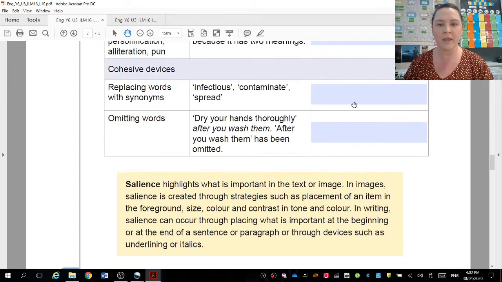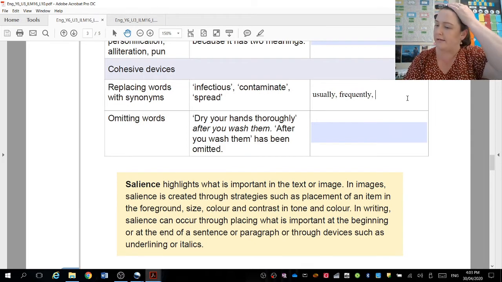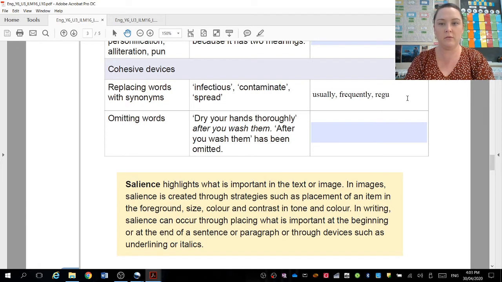So here you would write usually. What did I have to say? Frequently. Oh, sorry. Regularly. And always. So they use a combination of these. It won't let me type always, guys, but make sure you do.